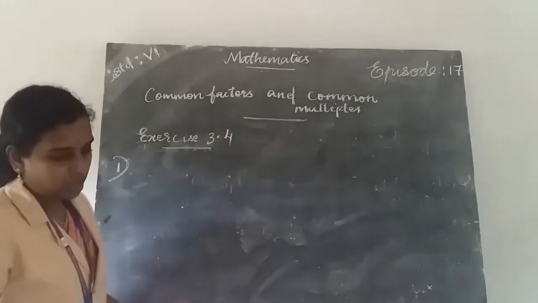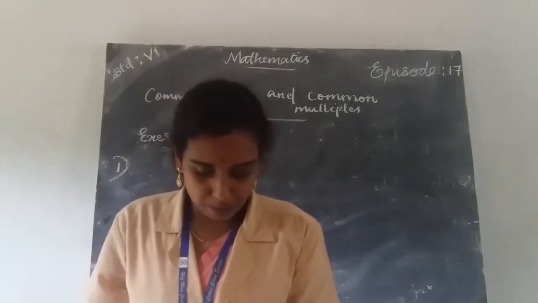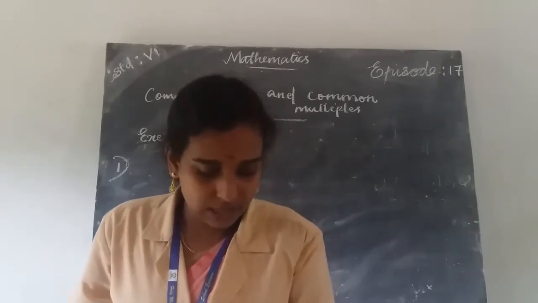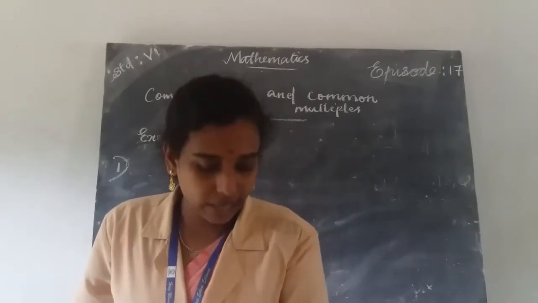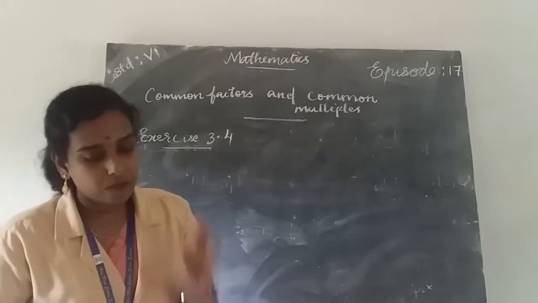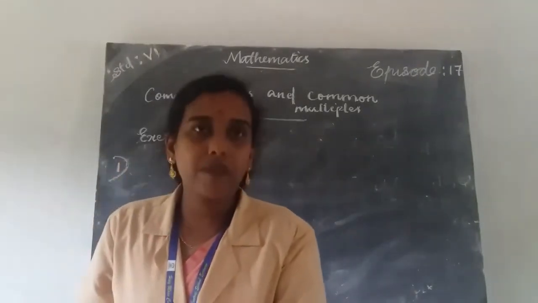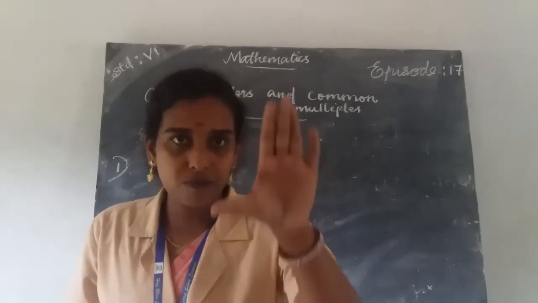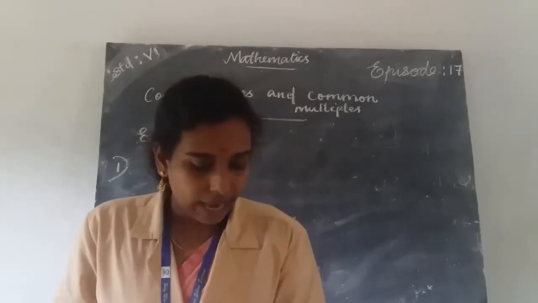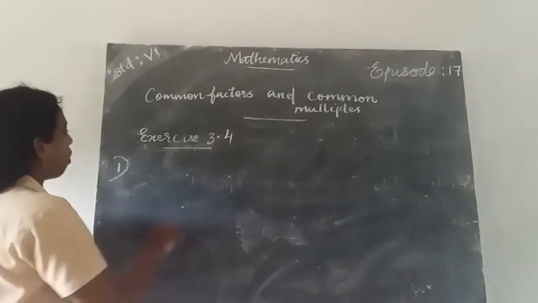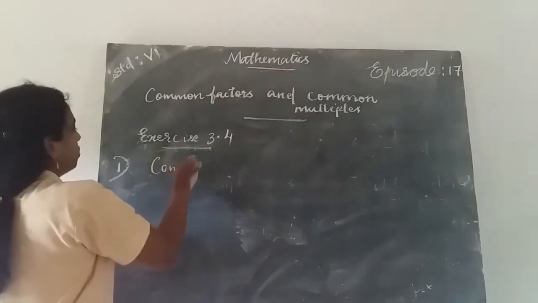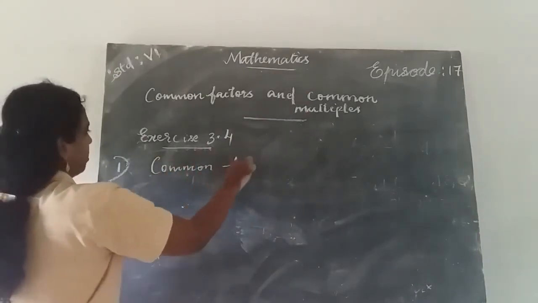First part. For the first question, take your textbook, page number 59, look at the question and read it carefully. The first question is, find the common factors of the following given numbers. Question A, find the common factors.